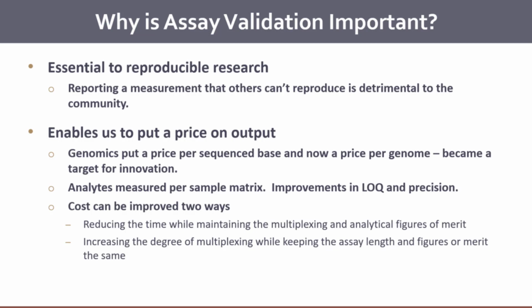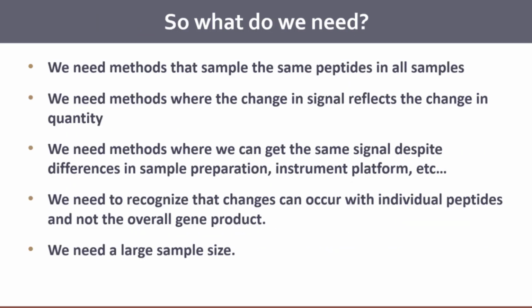But we don't normally think about this right now. We're so interested in improving the size of our lists that we often ignore the fact that, okay, well, what were our figures of merit, except for the fact that we got a certain number of peptides in our list. Okay, so what do we need?